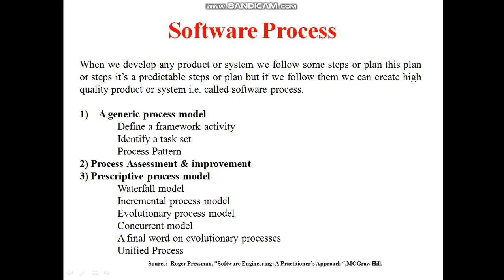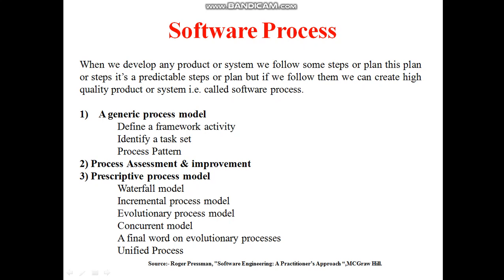So let's understand what is software process. In this video I will cover only one point, that is the generic process model, and in that generic process model there are 3 points: define a framework activity, identify a task set, and process pattern. I am referring to this book, Roger Pressman, Software Engineering, A Practitioner's Approach, McGraw-Hill.